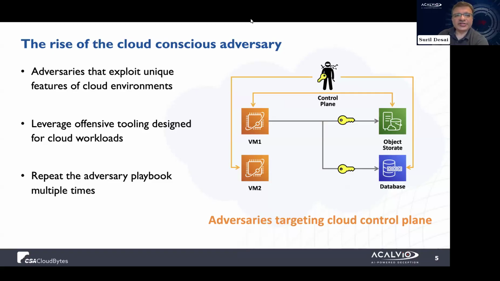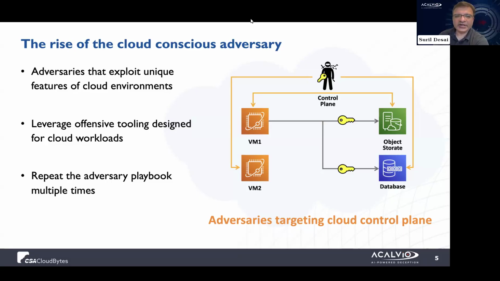The cloud conscious adversary is a term that you might be familiar with. The cloud conscious adversary refers to the adversary that is exploiting unique characteristics of the cloud environment. So these are adversaries that are aware that they are performing offensive actions in the cloud, and they are also aware of the specific capabilities that cloud environments provide. These adversaries leverage offensive tooling, which is specifically designed for exploiting cloud workloads.